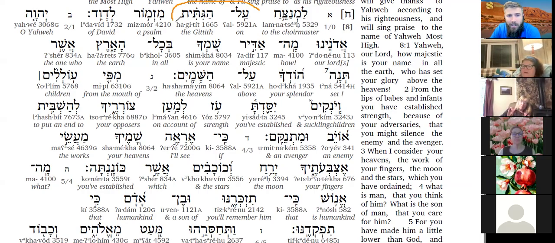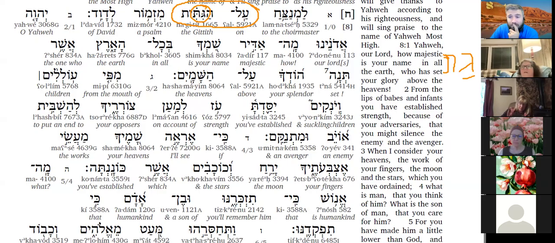And it's supposed to be played on the gitit. The gitit is probably from the root gath, which may be gimel tav tav. I'm not sure. But remember who was from Gath? Goliath. So maybe it's an instrument.